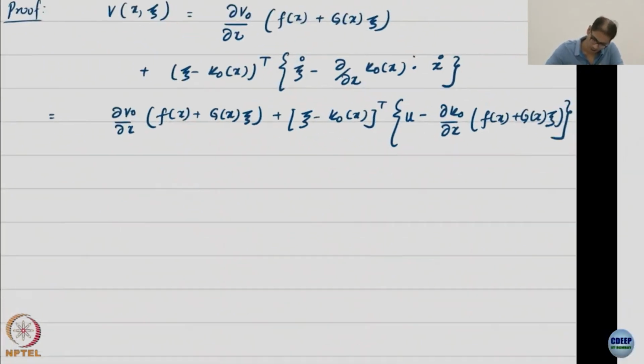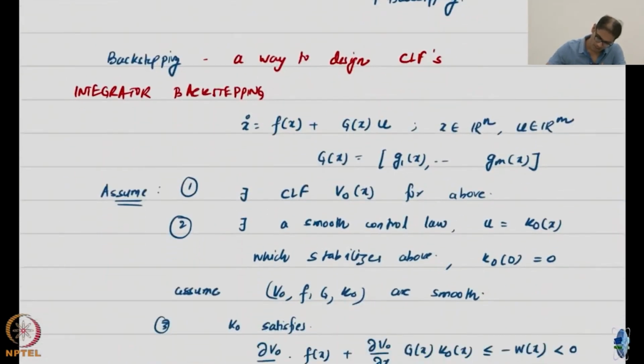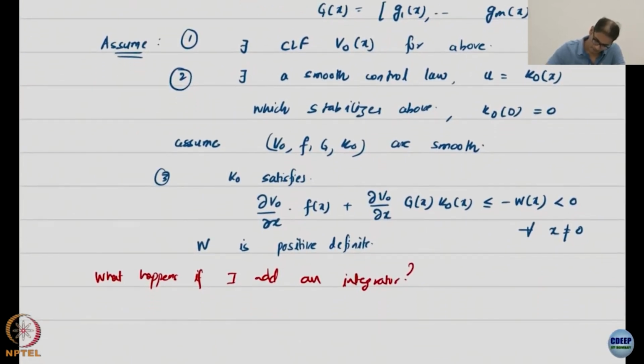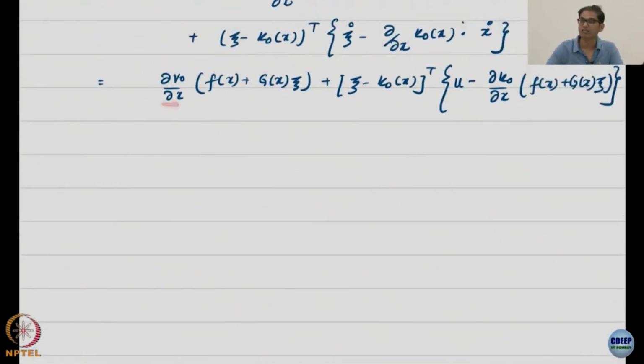Okay, great. Now we start playing our fun tricks. As of now, what do I know from the previous page? I know that partial of V0 with respect to x multiplied by f plus g k0 gives me a negative definite term. Yes? Okay, and I am going to use that. What am I going to do? I know that I have partial of V0 with respect to x, f plus g psi, but I am going to write this as g k0. So what do I get here?